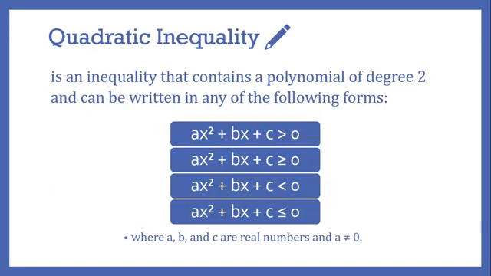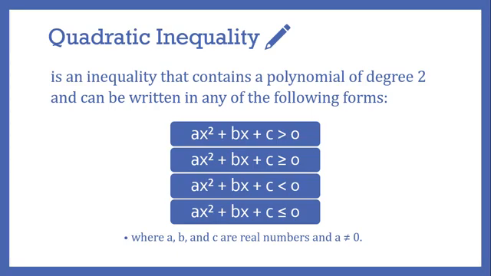A quadratic inequality is an inequality that contains a polynomial of degree 2 and can be written in any of the following forms: ax squared plus bx plus c is greater than 0, ax squared plus bx plus c is greater than or equal to 0, ax squared plus bx plus c is less than 0, and ax squared plus bx plus c is less than or equal to 0, where a, b, and c are real numbers and a is not equal to 0.